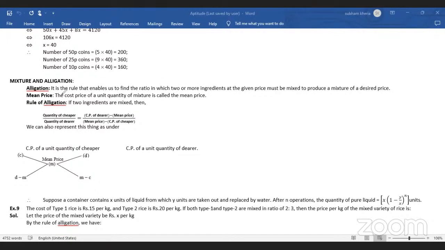Allegation means the rule that enables us to find the ratio in which 2 or more ingredients at a given price must be mixed. What does allegation say? That there is one quantity of cheaper price and another variety of dearer, that is, expensive price. For example, we have a rice which is 20 rupees per kg, and then we have a rice which is 80 rupees per kg.